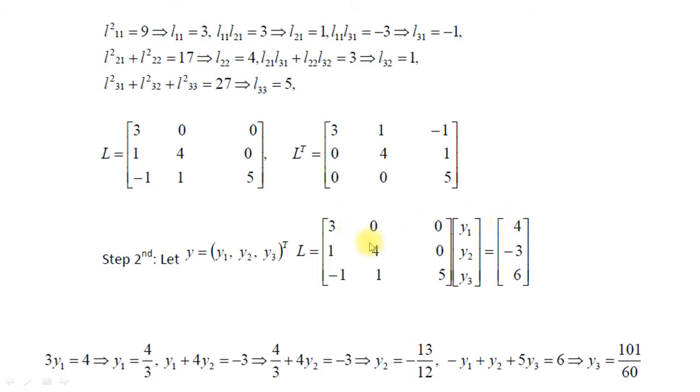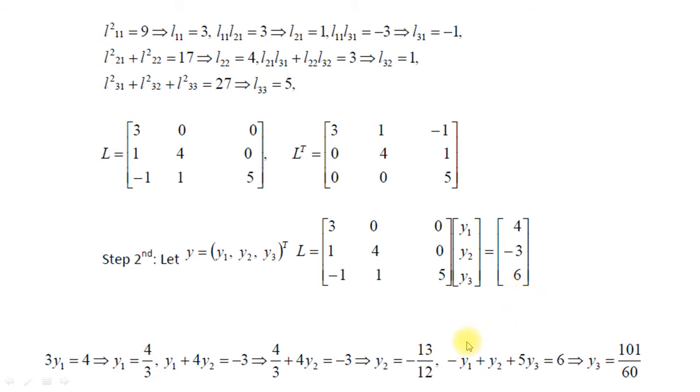Now multiplying these two matrices and writing the matrix in equation form, by forward substitution we obtain 3y1 is equal to 4, so y1 is equal to 4 by 3, and in the second equation y1 plus 4y2 is equal to minus 3. Now putting the value of y1, we obtain 4 by 3 plus 4y2 equals minus 3, and taking the LCM, after simplification we obtain y2 is equal to minus 13 by 12, and the third equation is minus y1 plus y2 plus 5y3 is equal to 6.